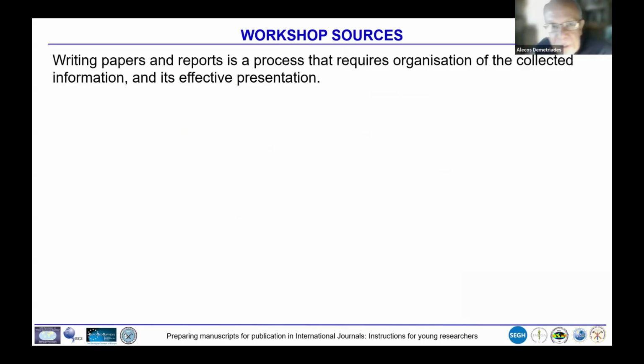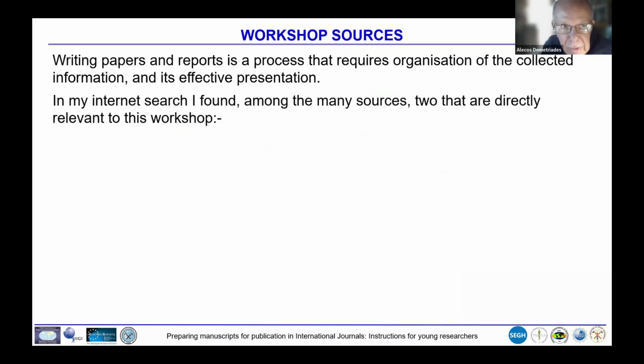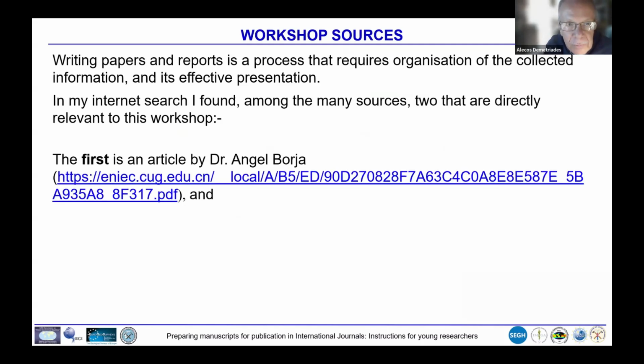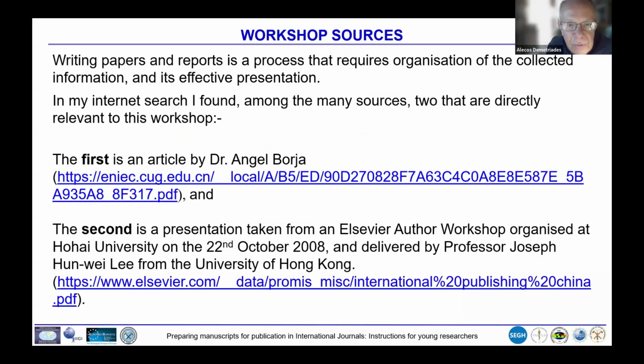Now, writing papers and reports is a process that requires organization of the collected information and its effective presentation. In my internet search, I found among the many sources two that are directly relevant to this workshop. The first is an article by Dr. Angel Porsche, and the second is a presentation taken from an Elsevier author workshop organized at the Honai University on the 22nd of October 2008 and delivered by Professor Joseph Hun Wei Lee from the University of Hong Kong.